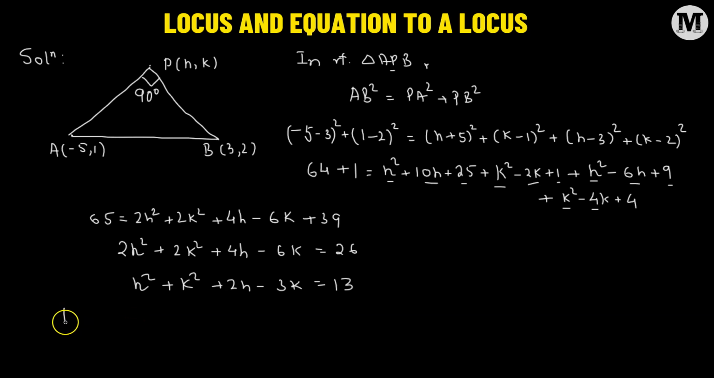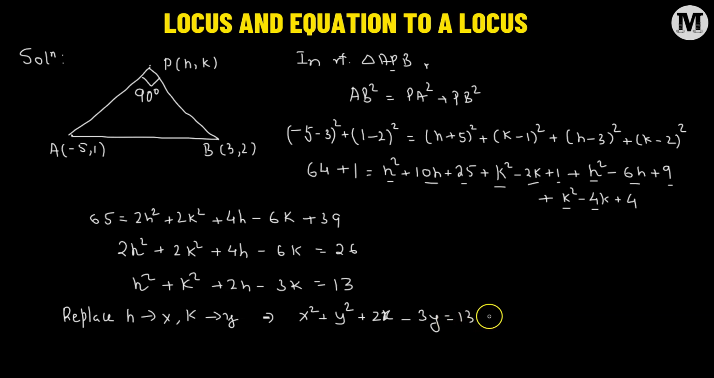Now in the final step, we'll replace the value of h with x and the value of k with y. That's going to give us the locus of the point P. So that's going to be x squared plus y squared plus 2x minus 3y equals 13. So this is the locus of point P. So that's the required answer.